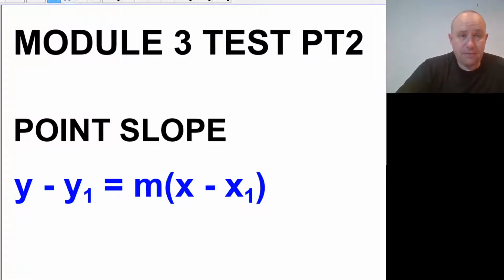This is the second part of the Module 3 test. This focuses on the point-slope formula, and that's the formula that you can see there in blue at the bottom here. y minus y1 equals m(x minus x1). This is not given to you on the formula sheet if you take the SOL, so this is one eventually that you would probably have to learn.